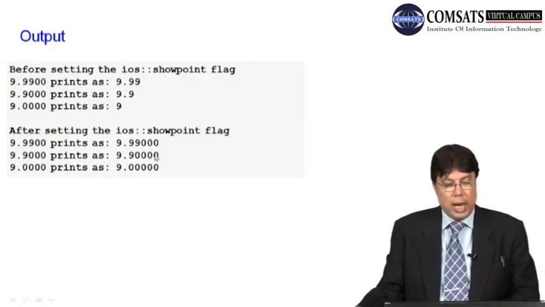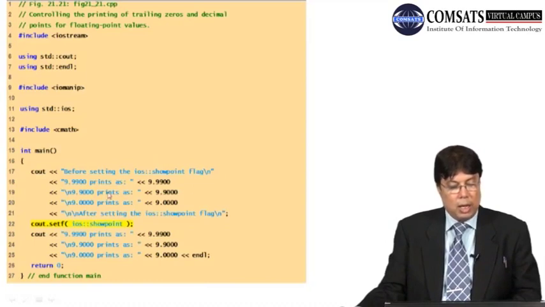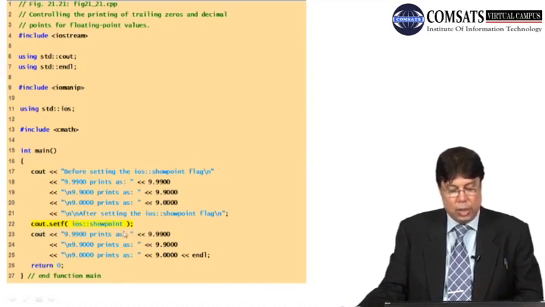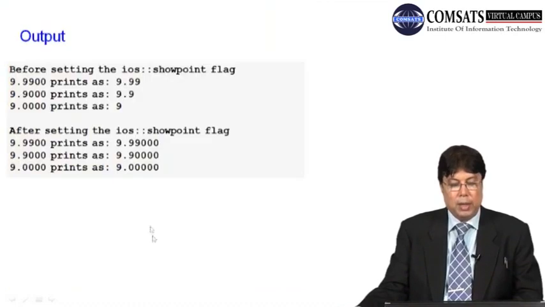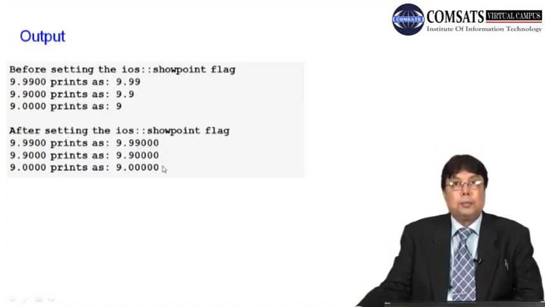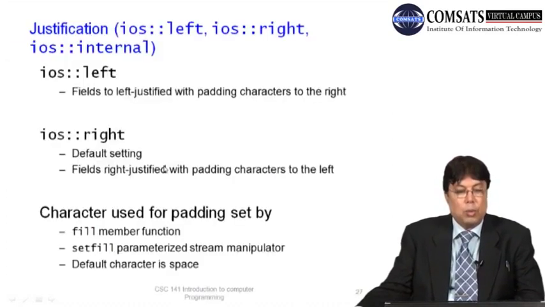But when we have executed here and called the member function cout.setf showpoint, then by default it automatically shows up to 5 decimal places: 9.99000, 9.90000. Okay, this is the use of showpoint.